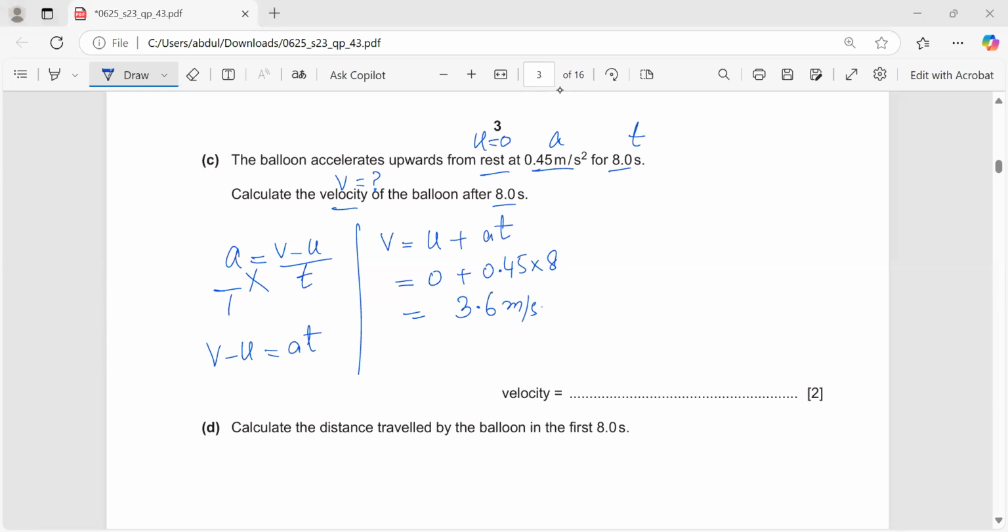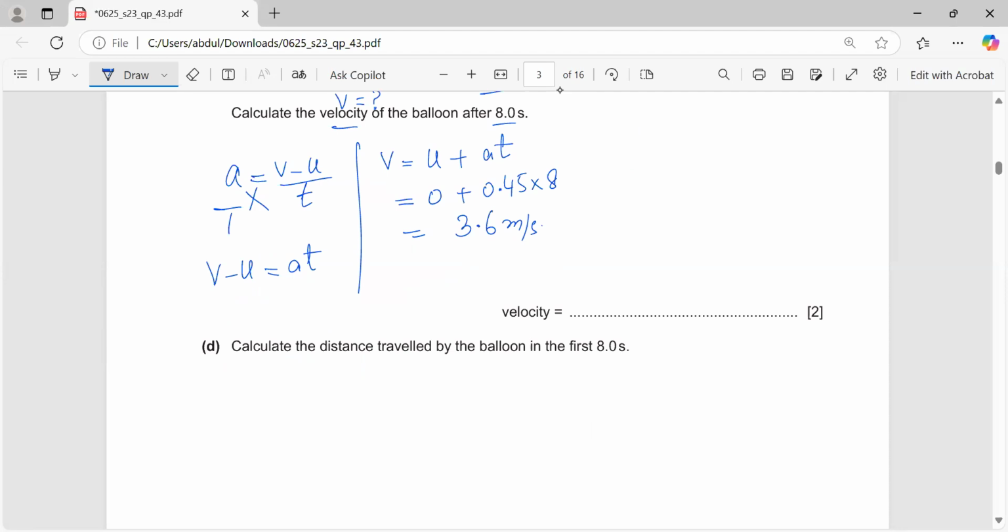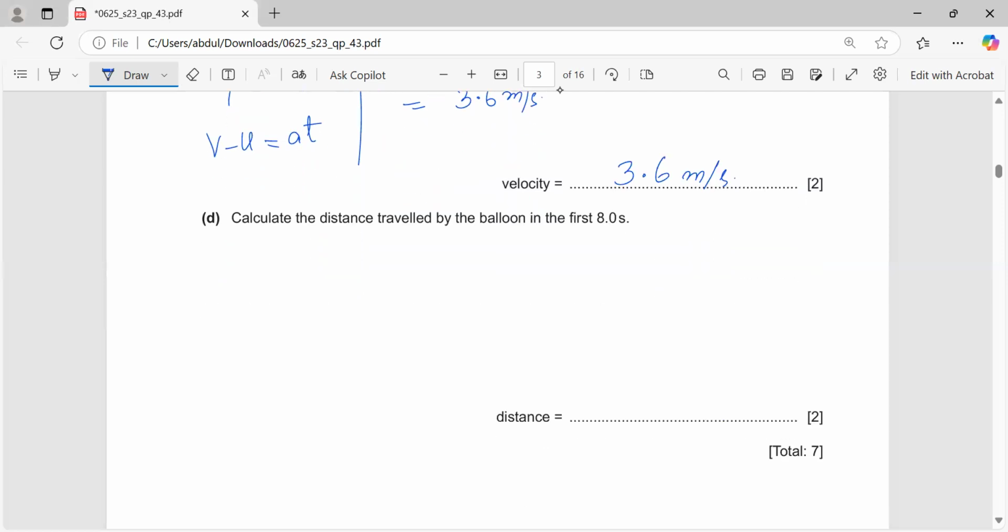0.45 times 8 is 3.6 meters per second. So the final velocity is 3.6 meters per second. Calculate the distance traveled by the balloon in the first 8 seconds.